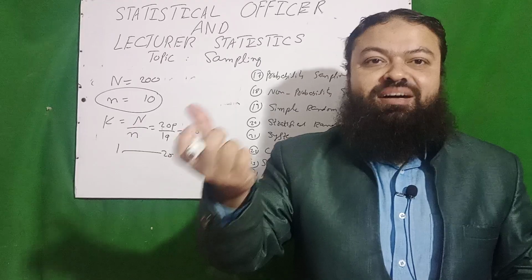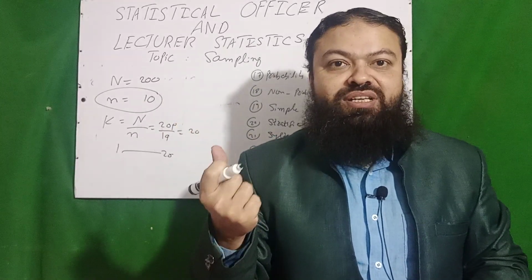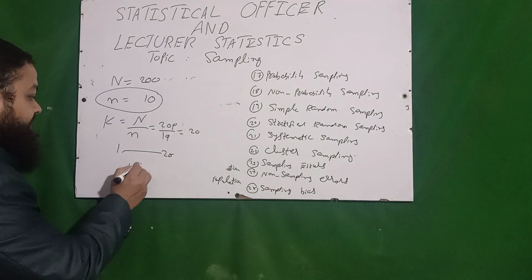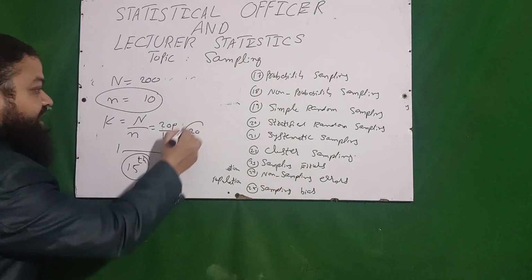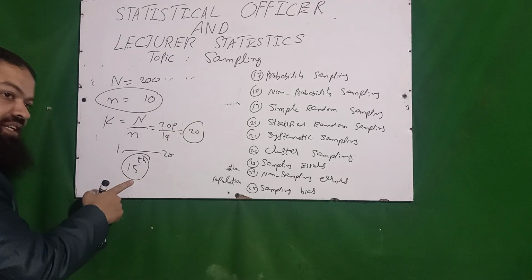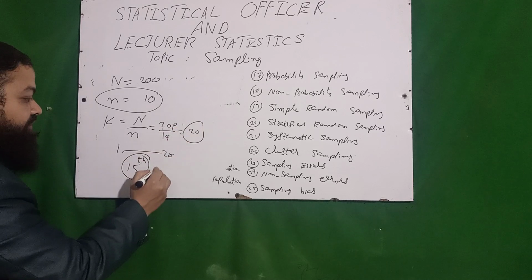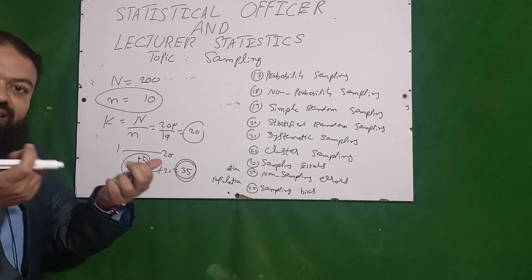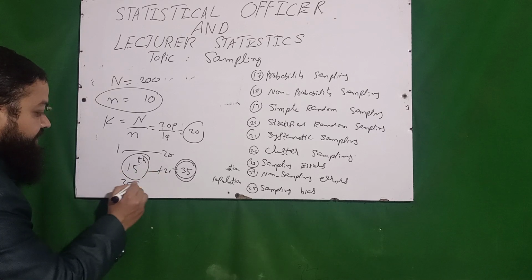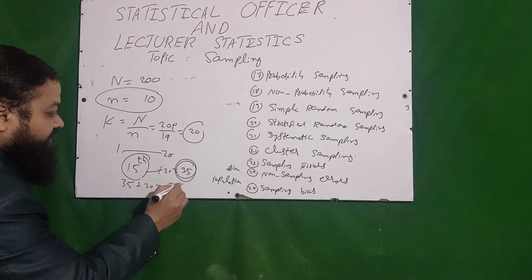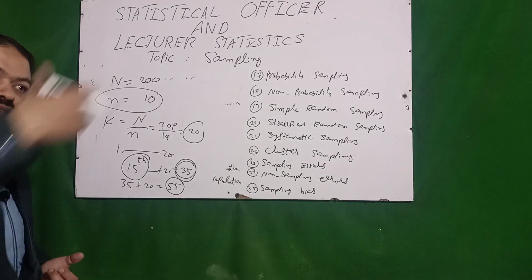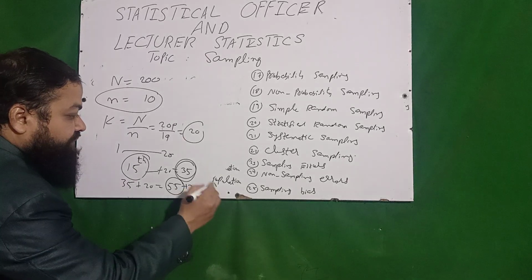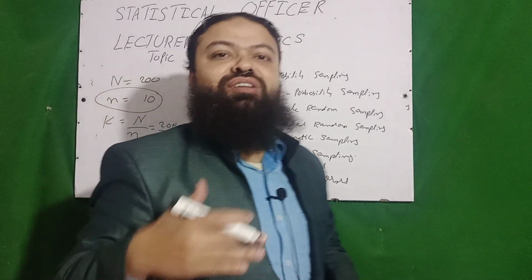Now from the first 20 shops you will select a unit with the help of simple random sampling. For example, the 15th shop is selected. Then what is K? You will have to add it: the first unit is the 15th shop, then 15 plus 20 is 35. Then the 35th shop will be selected for getting the information. Then 35 plus 20, the 55th shop will be selected for getting the information about the population parameters. Then 55 plus 20, the 75th shop will be selected, and so on. So what did you learn?